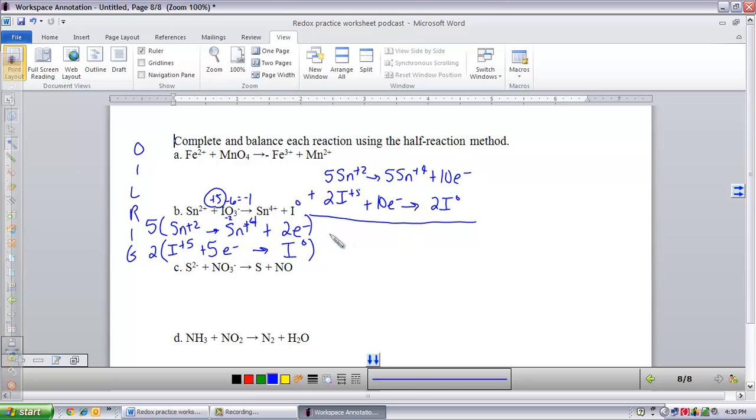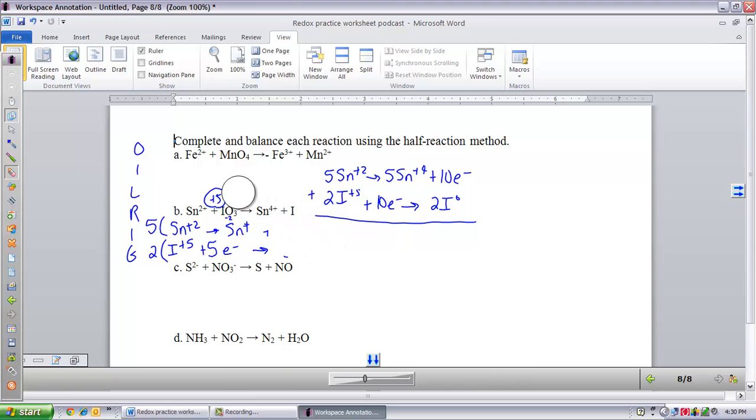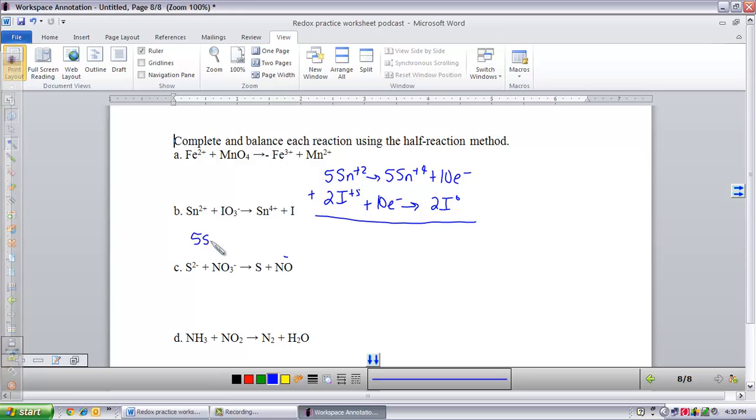Now I need to add them all together because those are my 2 half reactions, but now I want to complete it and balance the whole thing. So this tells me I need altogether 5 SnO2s, all the reactants go on one side, plus 2 IO3s plus 10 electrons will yield 5 SnO4s plus 10 electrons plus 2 I's. My electrons cancel. Sometimes they keep them in there, sometimes they don't.